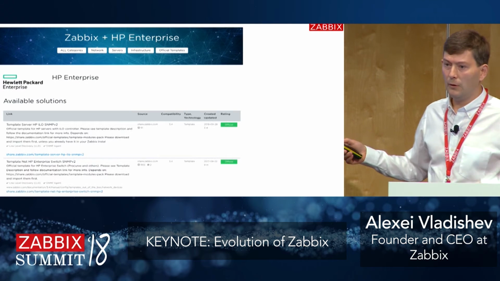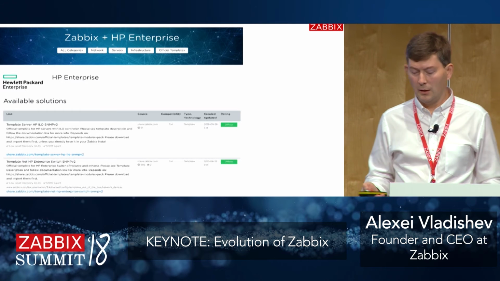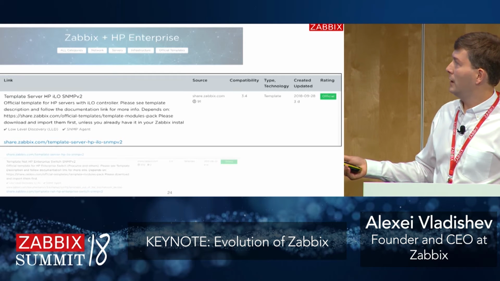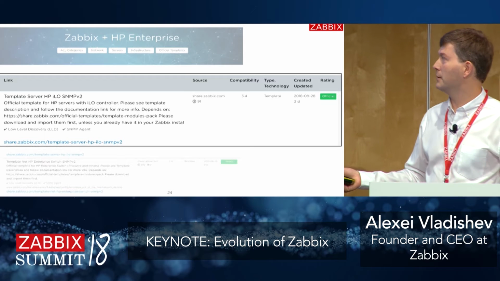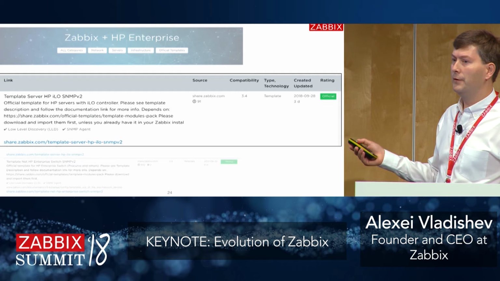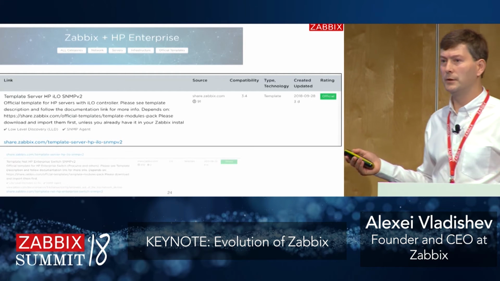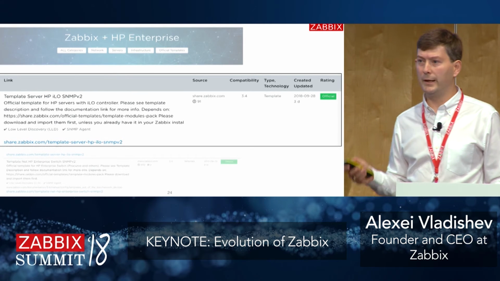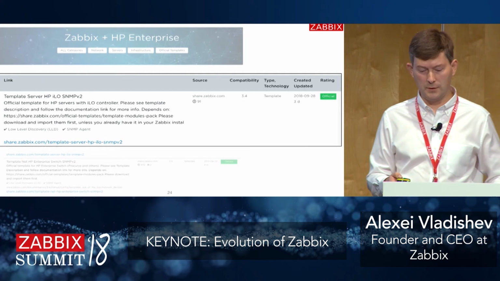All those cards are clickable. If you click there, for example, for HP Enterprise, you may see a list of available solutions like this. There is a name and a short description. As you can see, there are a few tags, like it contains low-level discovery, it's based on SNMP agent. This is the source, so it comes from share. There is information about the compatibility and the technology which is used. It could be a template, or maybe something written in Python. And then there is a rating. Official means it's officially supported by Zabbix itself. So basically, you may trust this solution.